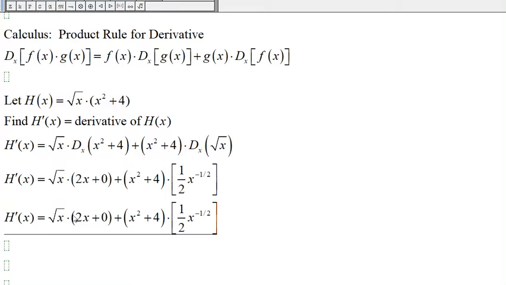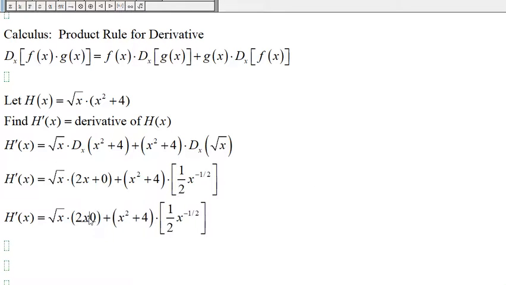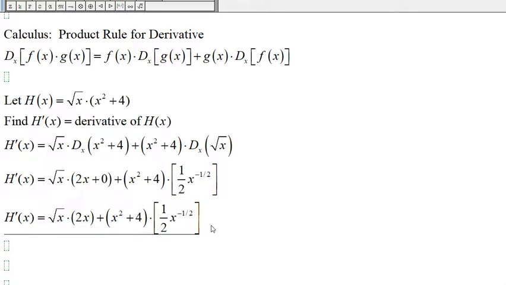And then simplify this a little bit, then that's just 2x plus 0 is just 2x, and then this is the answer.